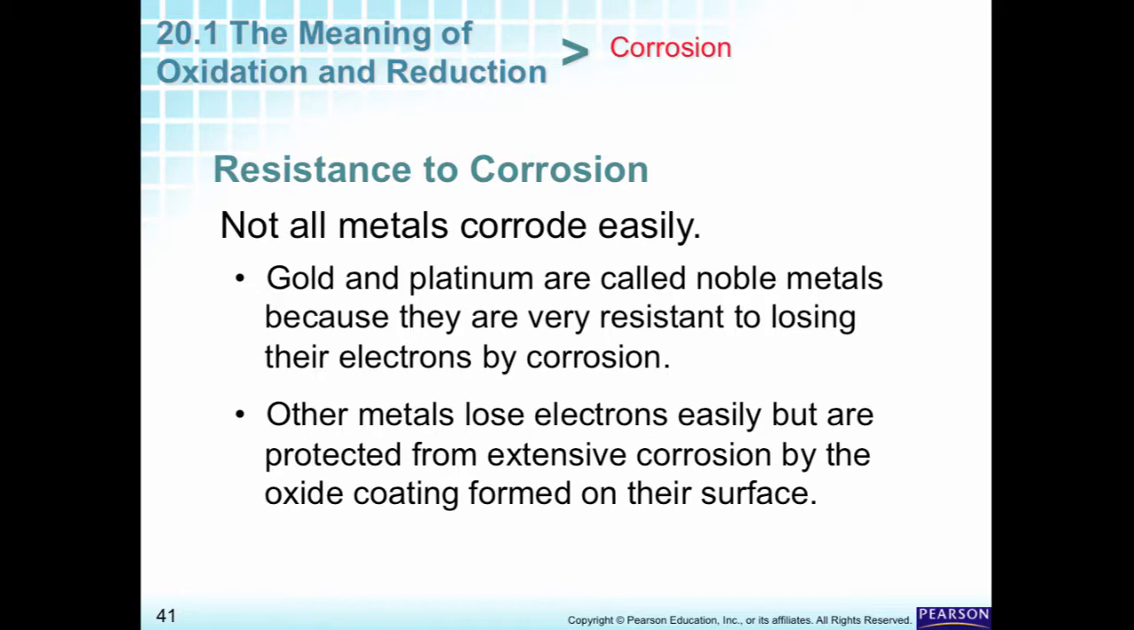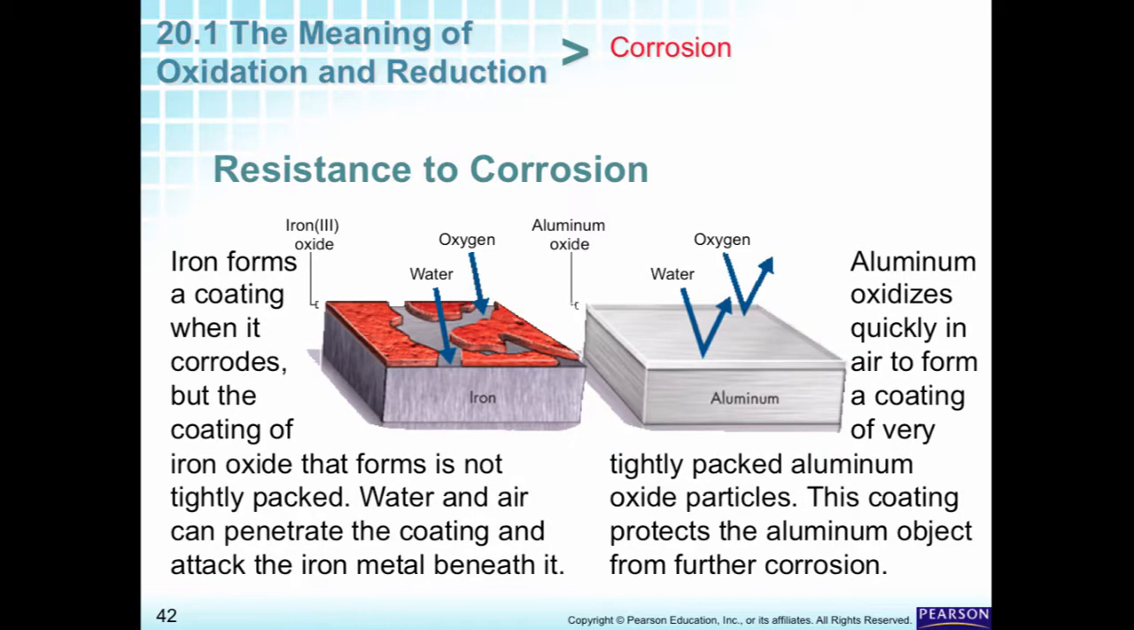Okay, so that's why in your electronics, a lot of times they'll use gold, which is expensive, but it keeps those electronics from corroding and going bad. So a lot of things in your computers will have gold plating on them so they don't go bad. Then some things, of course, like we just mentioned, can lose electrons easily, but they have a coating or a patina that keeps them from corroding further.